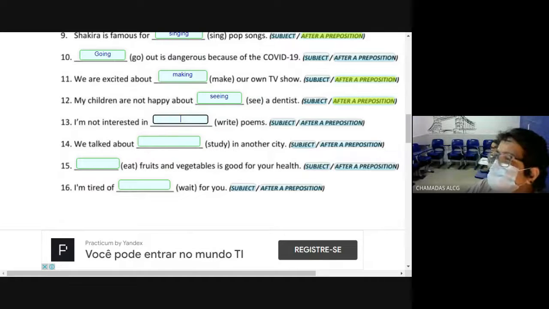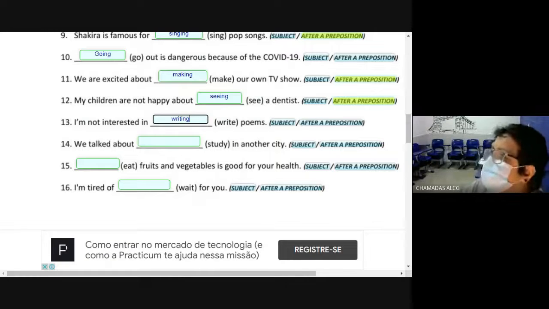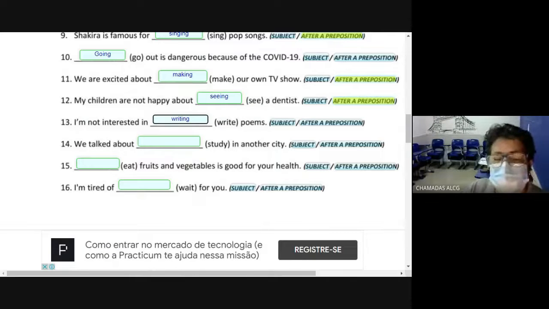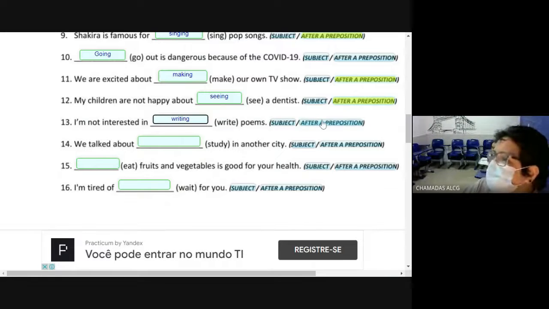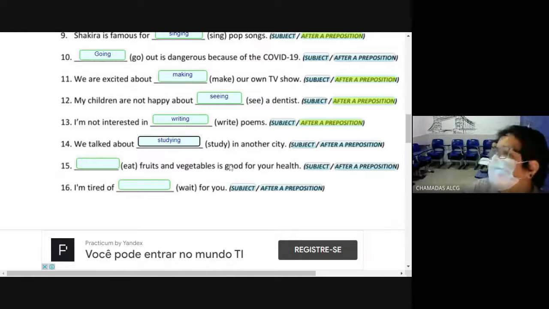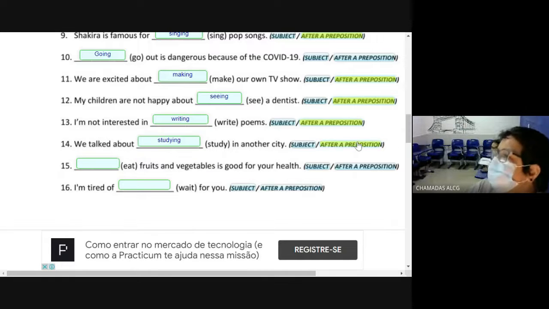I'm not interested in writing poems. Observe that here, just like here, we drop the final vowel and then we add ing, writing. So after preposition. Number 14, we talked about studying in another city. So here, after the preposition as well.